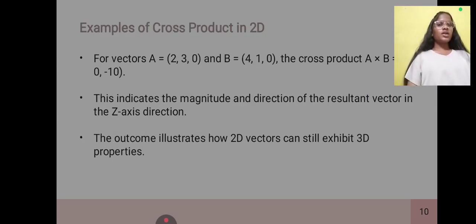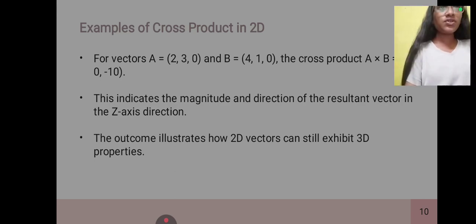Examples of cross product in 3D. Now let us look at a few examples of cross product in 2D, two-dimensional. For vectors a equal to (2, 3, 0) and b equal to (4, 1, 0), the cross product a cross b equals (0, 0, -10). This indicates the magnitude and direction of the resultant vector in the z-axis direction. The outcome illustrates how 2D vectors can still exhibit 3D properties.